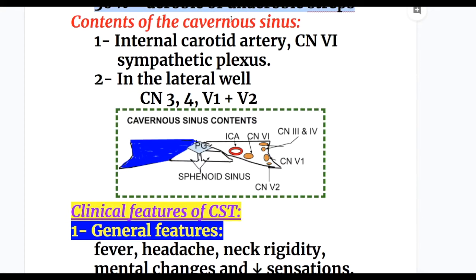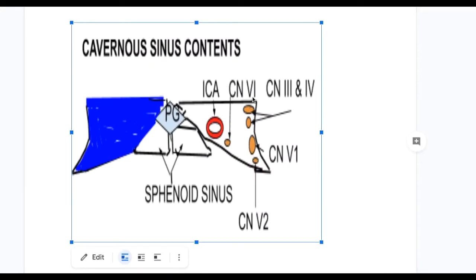Now, contents of the cavernous sinus. They have in the lateral wall cranial nerve 3, oculomotor, and 4, trochlear nerve, and the ophthalmic and maxillary divisions of the trigeminal nerve. And in the substance, they have the internal carotid artery and the 6th cranial nerve or abducent nerve. Involvement of all these nerves in cavernous sinus thrombosis causes abnormalities of the eye and eye movements.